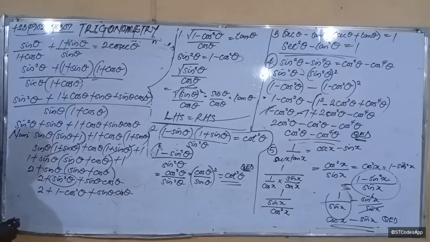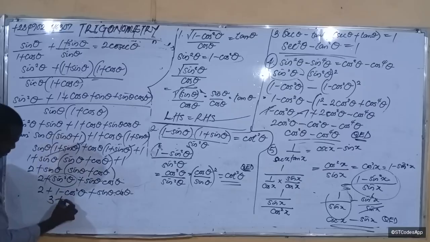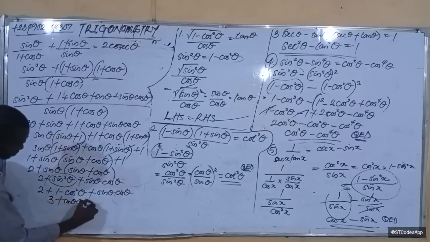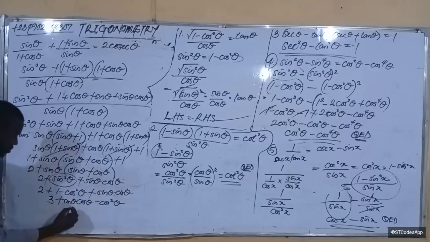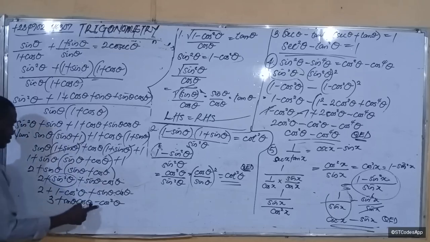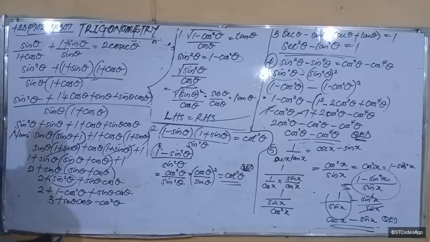So from here, we can rearrange it such that we have 3 plus sine theta cos theta minus cos squared theta, such that we have cosine is common, so we have sine plus cos theta. Sine minus cos theta. Sine theta minus cos theta. No. I thought I found it just now.